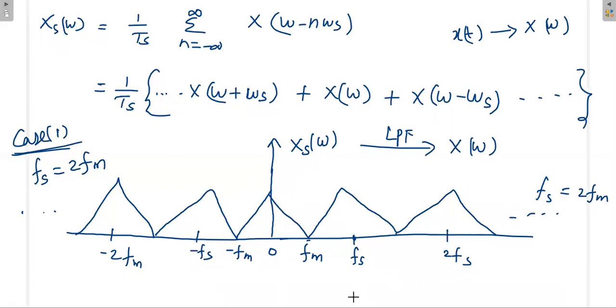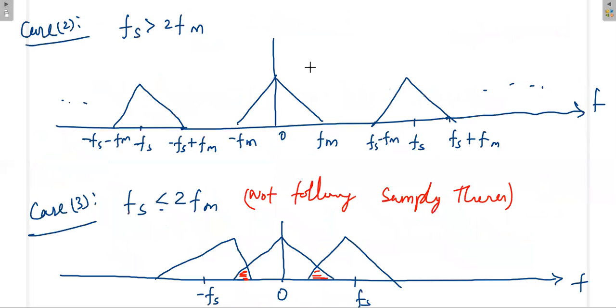The low pass filter range has to be like this. The low pass filter has to allow from 0 to Fm. If you design a low pass filter like this and pass Xs of omega through it, you can recover your original signal. In this case also, you can easily design a filter. You can put a filter here, you can put a filter here. If you pass through the low pass filter, again you can get the original signal.